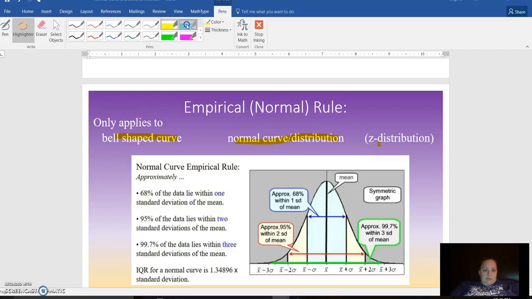Right, and here's what's important. On the normal curve, you have what's called the empirical rule. I don't care that you know it's called the empirical rule.